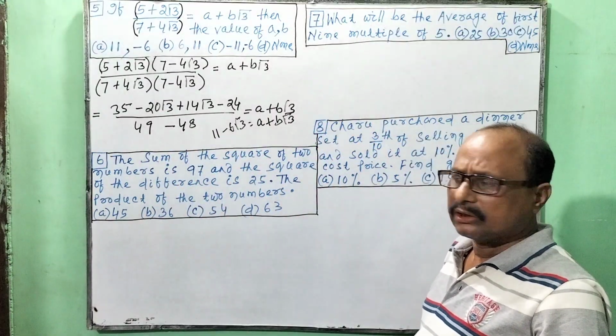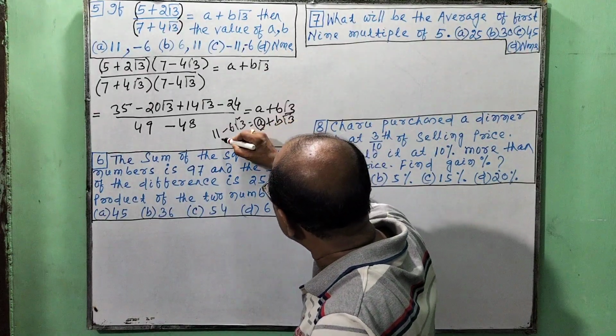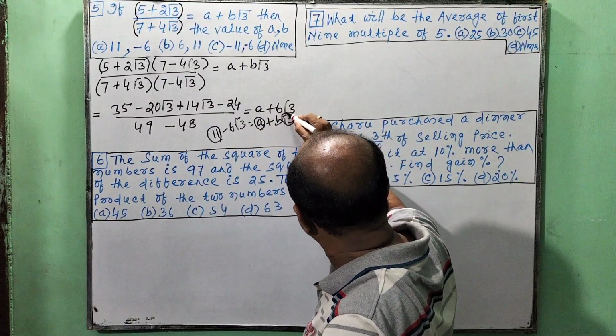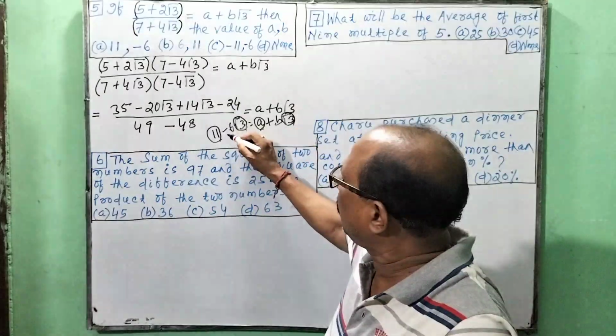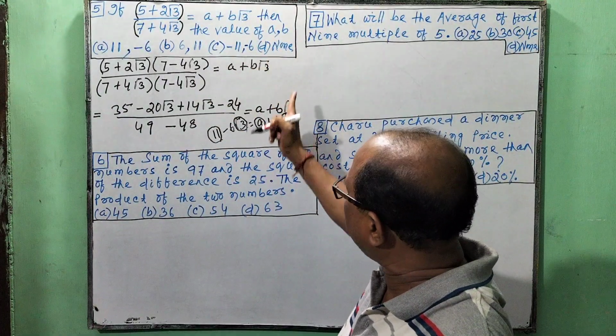So no need to write the division. So a is equal to 11 and b is equal to minus 6. So a is 11, b is minus 6.